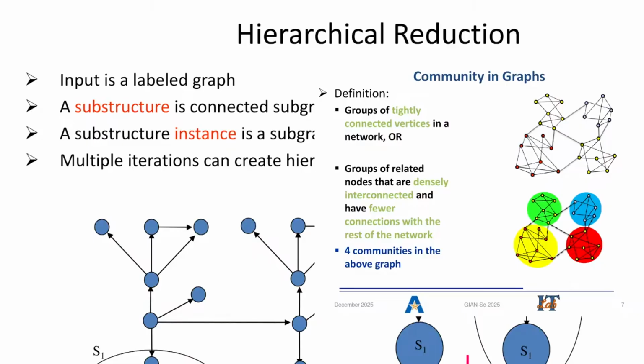So now, do you see the difference between a clique and a community? Why can these four be identified as communities in this larger graph? Given this graph, can we spit out these four communities, whose property is that each of them is densely interconnected, but has fewer connections with the rest of the network? That is what is important. Questions?